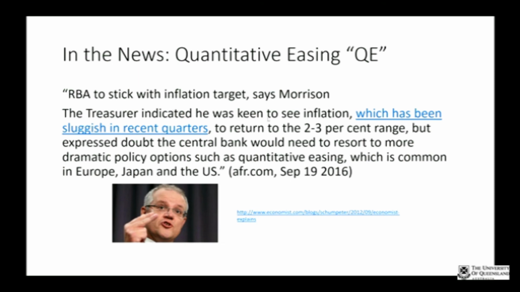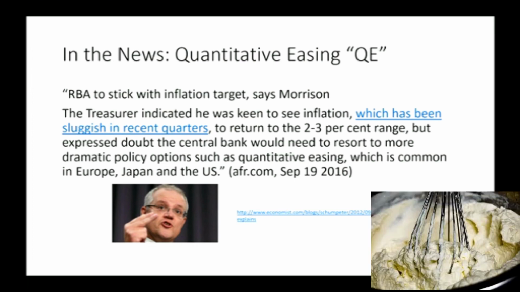So number one, in Australia, they say we don't need quantitative easing. This is the treasurer. The treasurer is part of the government. He actually should not really talk that much about monetary policy because the central bank is independent. And it's very important that it's independent. There is a saying, central bankers are like whipped cream. The more you beat them, the harder they get. Now what does that mean?